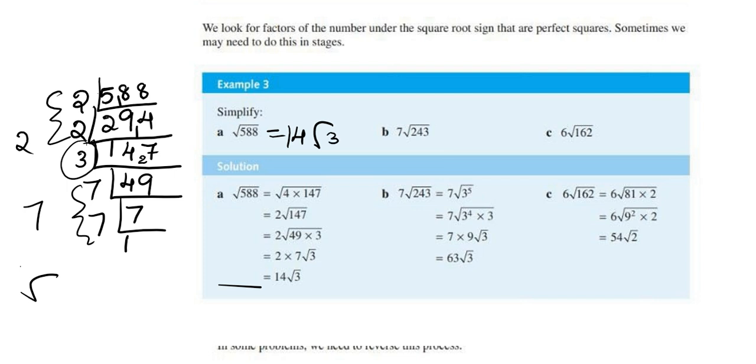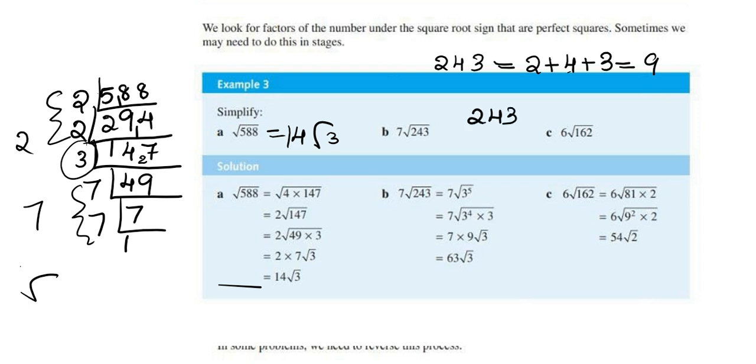Then square root of 243. Here, if you want to find the square root of 243, it is not an even number. If it is an even number, you can always divide it by 2. If it is not an even number, just check whether it is divisible by 3. How will you check the divisibility rule of 3? Add the digits 2, 4 and 3. 2 plus 4 is 6, 6 plus 3 is 9. 9 is a multiple of 3, so we can divide it by 3.